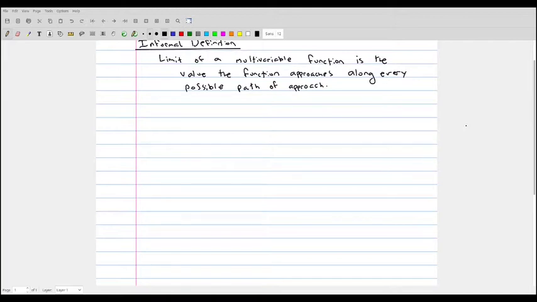So we'll talk about the exact mathematical definition of this, how we define this mathematically, and then go over a couple examples of how we calculate it, and in certain circumstances it may or may not exist, just like in 1D for single variable functions.